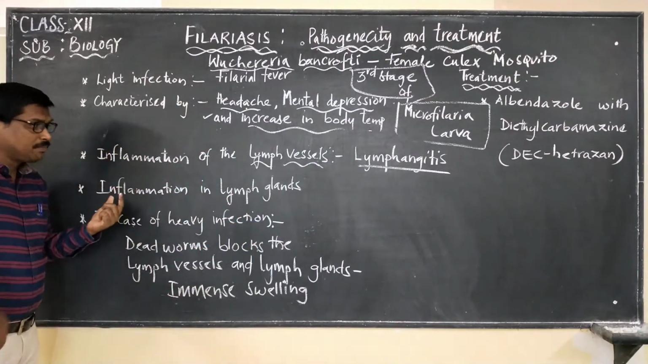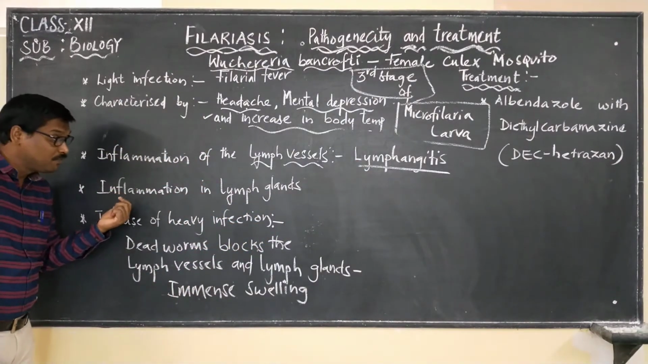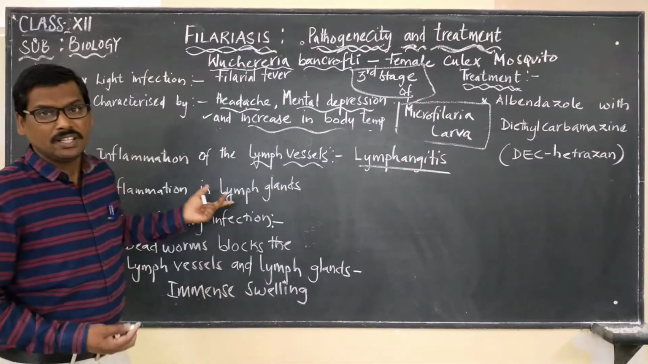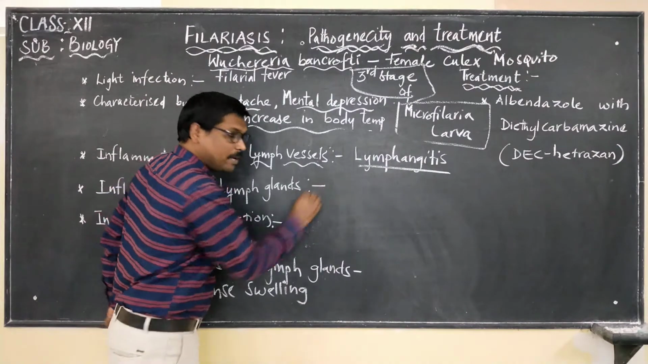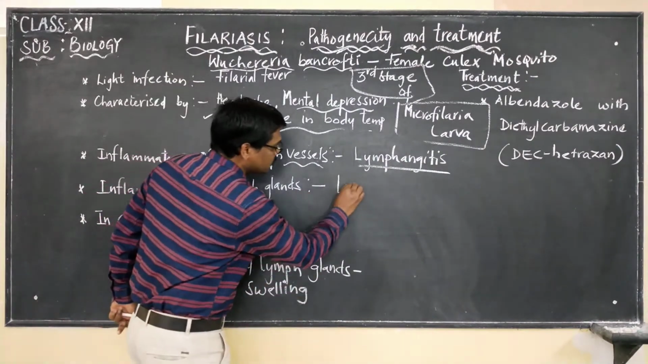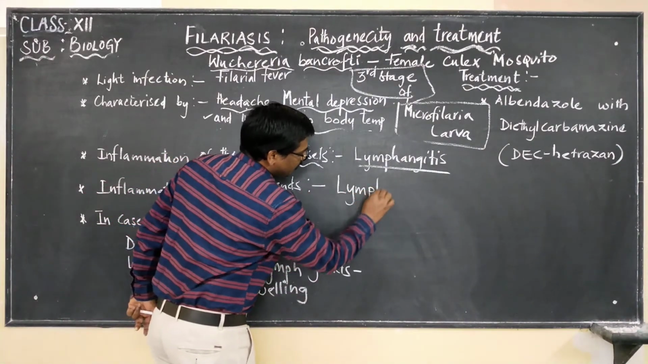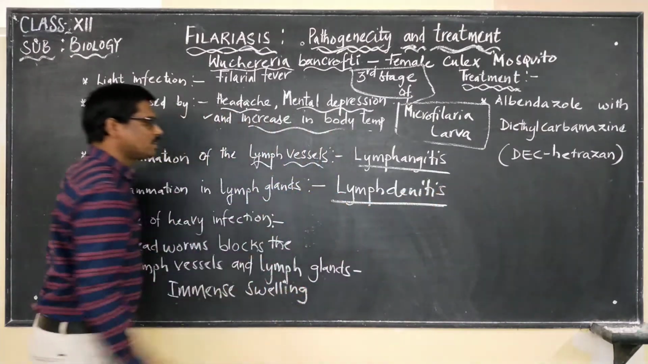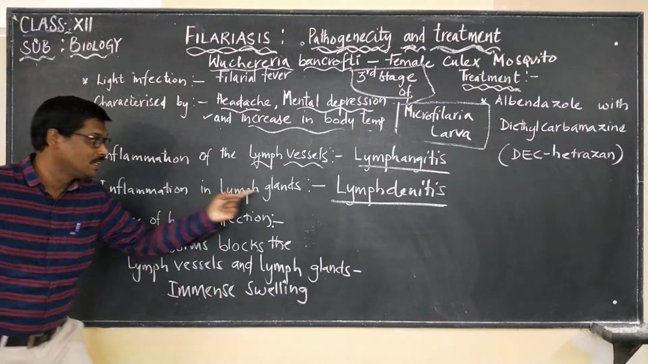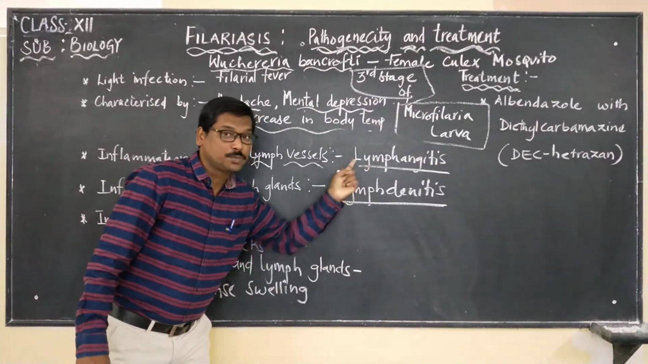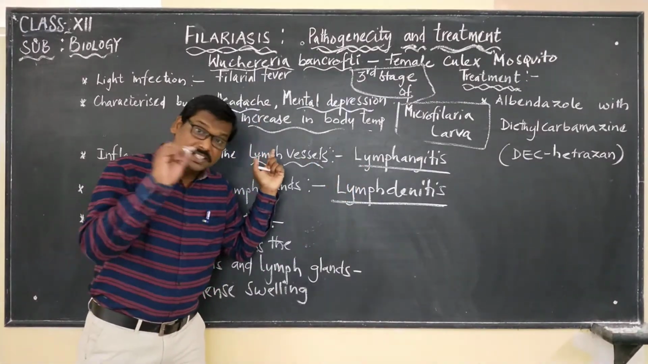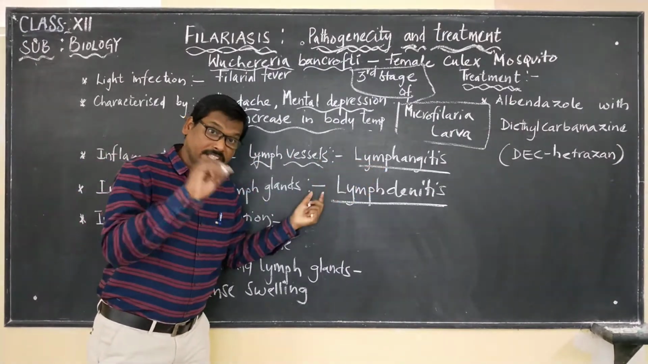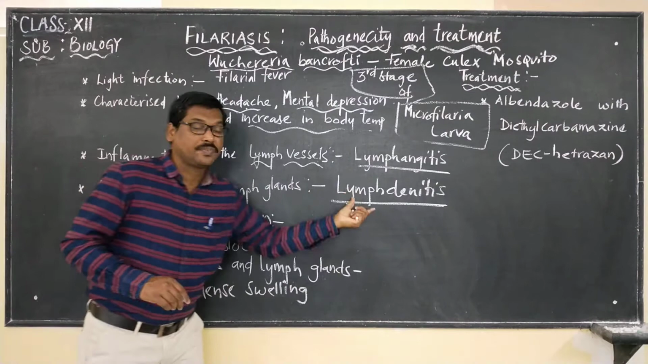At the same time, it also causes inflammation in lymph glands. Inflammation in lymph glands is called lymphadenitis. So you have to remember these words without confusion. If it is inflammation of lymph vessels, lymphangitis. If it is inflammation of lymph glands, lymphadenitis.